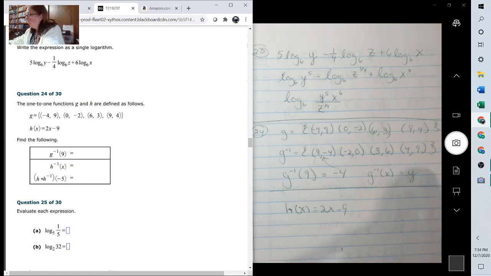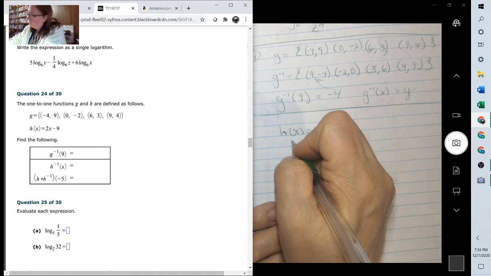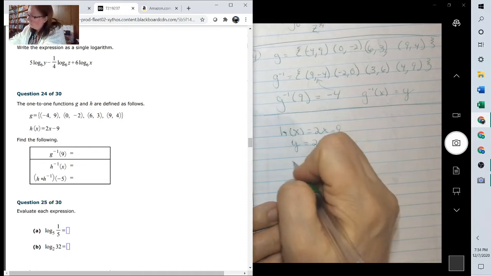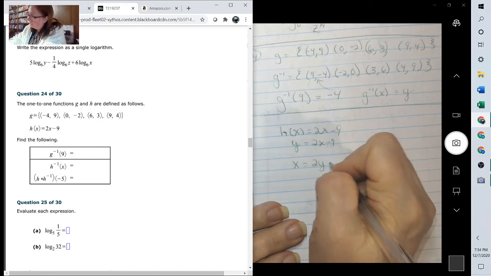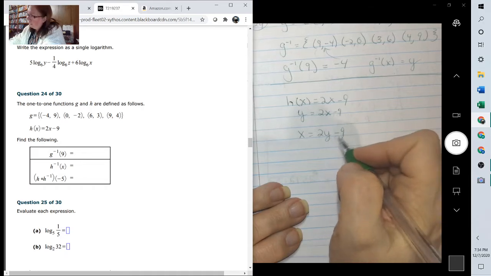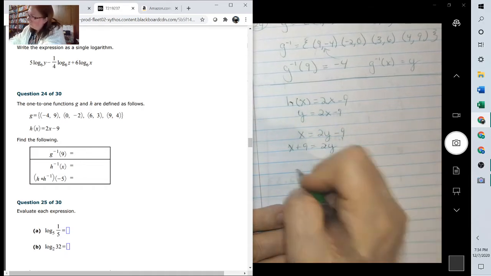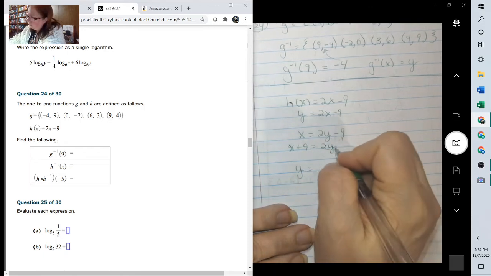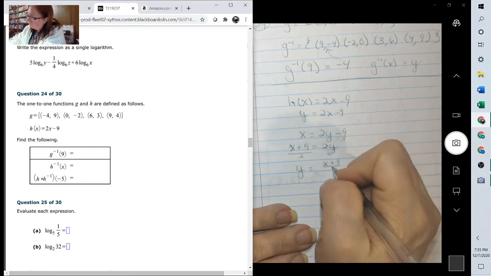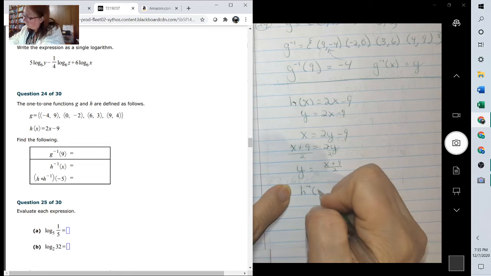The first thing it asks for is to find the inverse. Remember, the inverse has 4 steps. First, change this to a y. Switch your X and Y. Solve for y, so add the 9, and divide by 2. And change your y to an inverse.